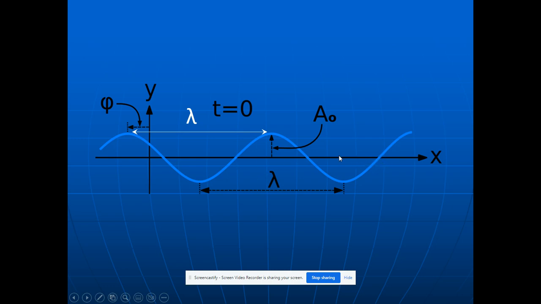You could measure it in all those places, from one crest to the next crest, from one trough to the next trough, or from the beginning of the wave to the end of the wave. Really, any two corresponding points, as long as they're the same corresponding points.